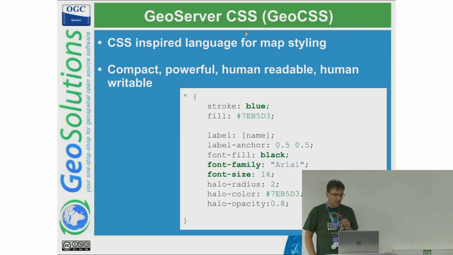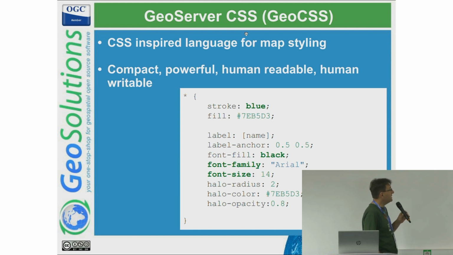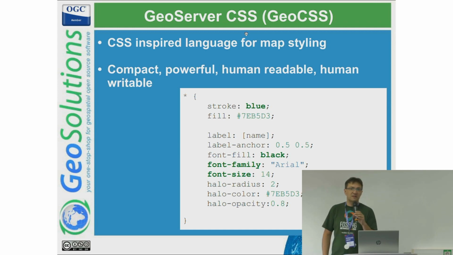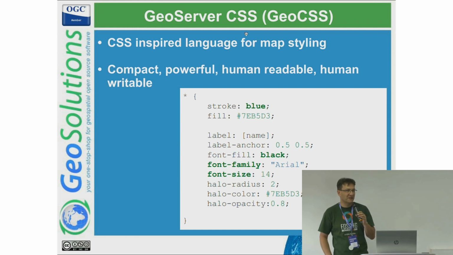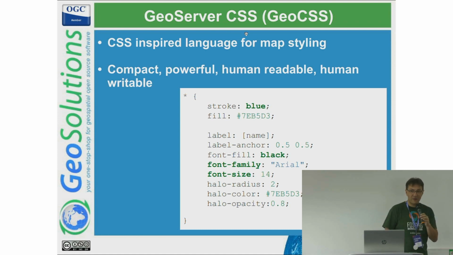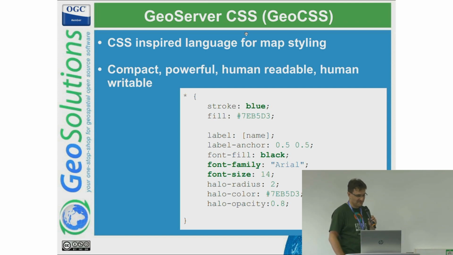GeoServer CSS is a CSS-inspired language for map styling that you can find as a plugin in GeoServer. It's compact, powerful, human-readable, and human-writable. Especially the human-writable part was the reason why it got developed, as writing and reading SLD is not exactly a joyful experience, let's put it this way.